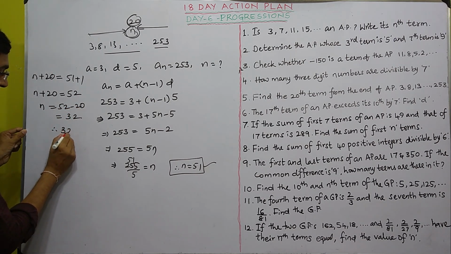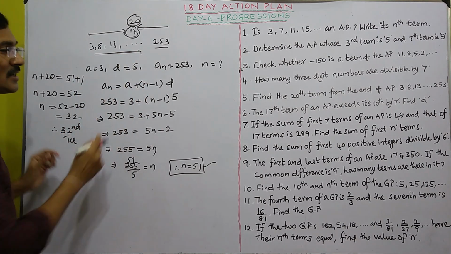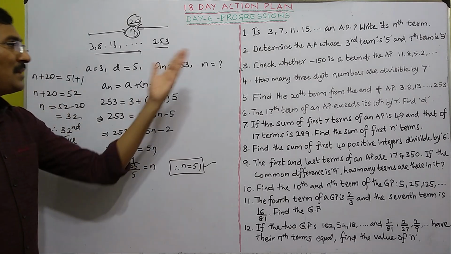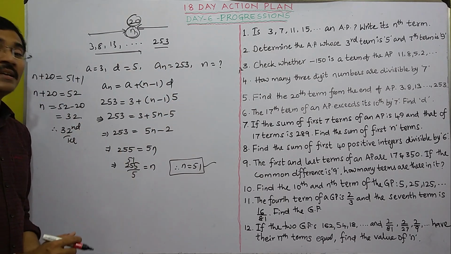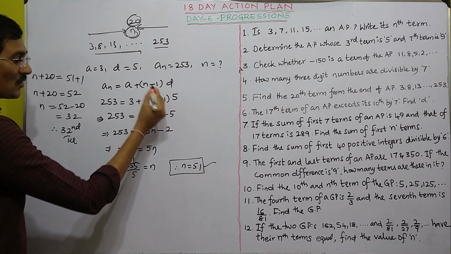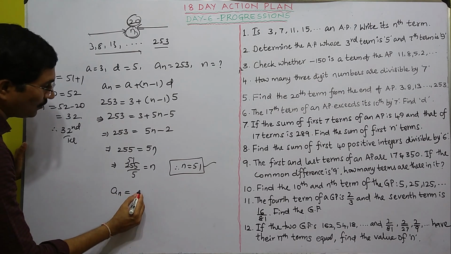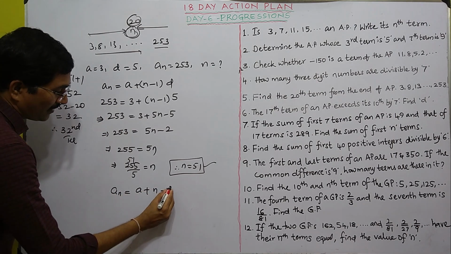Therefore, we should find the 32nd term of this progression. That will be the 20th term from the end. So let us find the 32nd term. How do we do that? In this we substitute n is equal to 32. That's it. So an is equal to a plus n minus 1 into d.